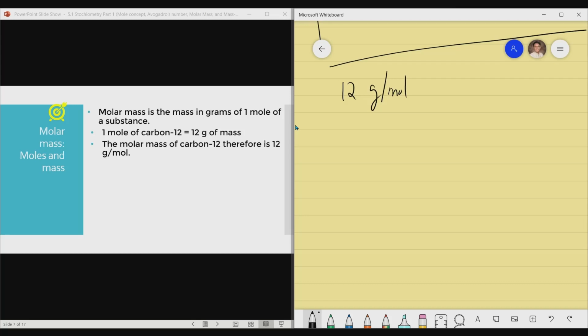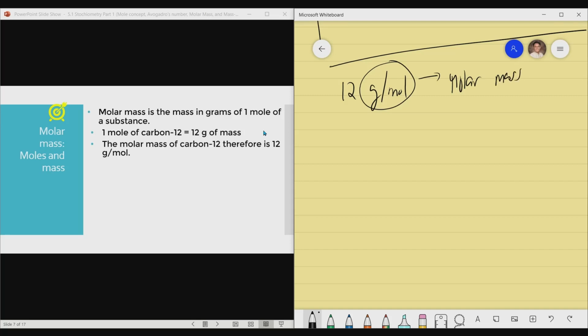What does that mean? In Tagalog po, sa kada isang mole, kaya nga ang tawag ay o ang basa ay per mole, sa kada isang mole, mayroong 12 grams. Ito yung ibig sabihin niyang 1 mole is equal to 12 grams. Okay? Ang tawag po dito sa unit ito ay gram per mole. Ito ang magiging unit natin for molar mass.